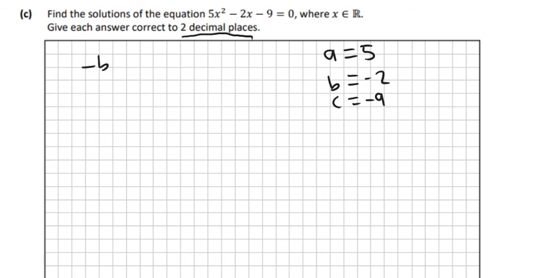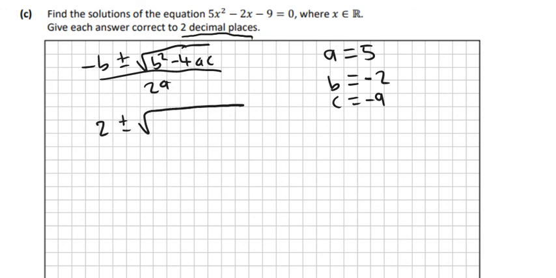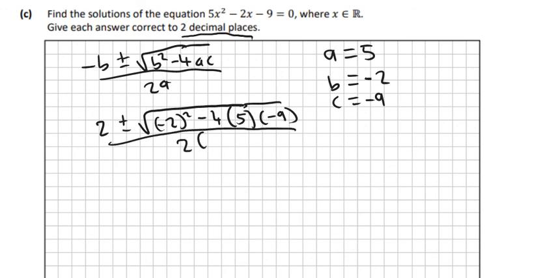And we're going to use the formula minus b plus or minus square root of b squared minus 4ac, over 2a. So that's in your log tables as well. And you're just going to sub into that. So minus b, so we get minus, and b is minus 2, so it's minus minus 2. So that'll be positive 2 plus or minus square root of minus 2 squared minus 4 times 5 times minus 9, all over 2 times 5, 2a on the bottom.